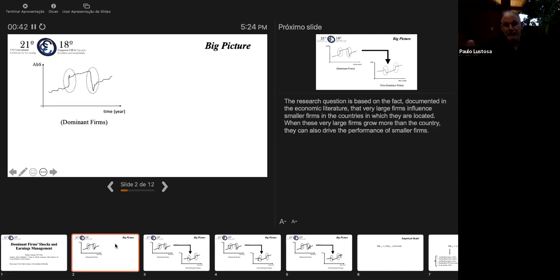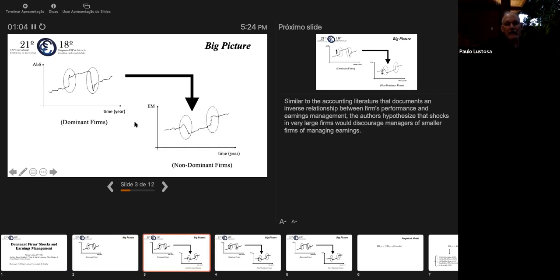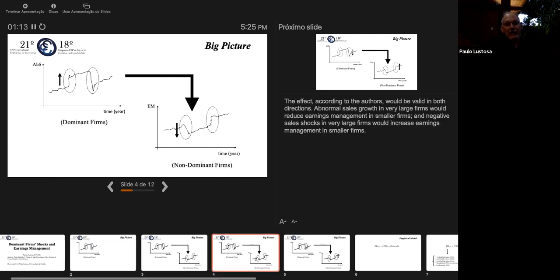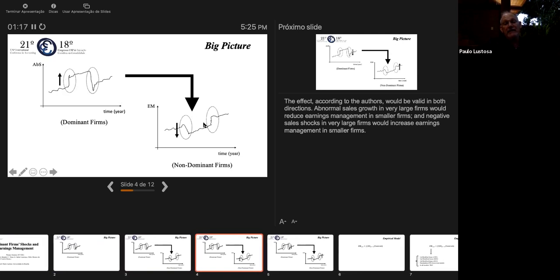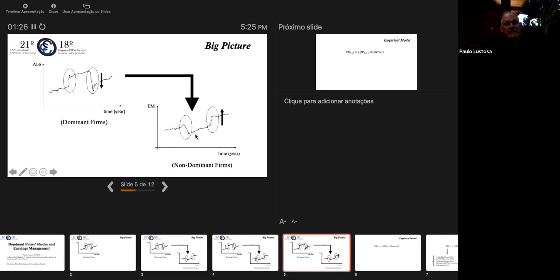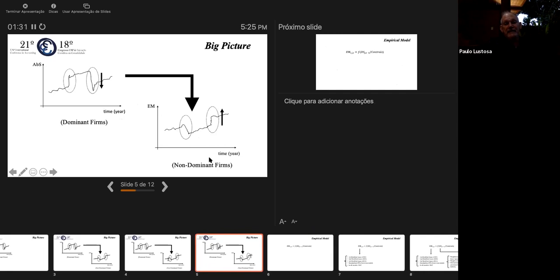First of all, I want to see your problem in a graphical way. So I made my big picture of what I think about your paper. We have a group of dominant firms that face a shock in sales, as you define it. And you measure this shock by abnormal sales. And this shock will spill over into non-dominant firms, in both directions. So when there's a positive abnormal sales shock, we have a decrease in non-dominant firms' earnings management. And also when there's a decrease in sales in dominant firms, we expect an increase in earnings management in the non-dominant firms group. So this is a graphical way of representing your research question.